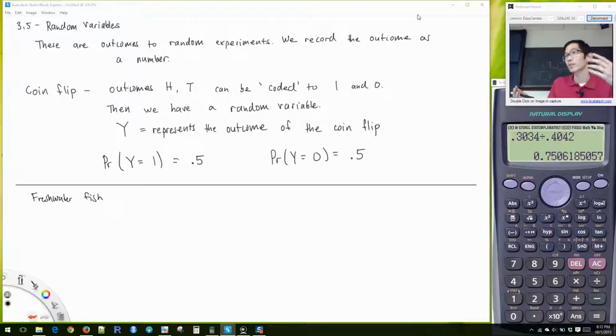Does that make sense? It's just like I could select a random person and we could measure this person's height or weight. That would also be a random variable. So we're looking at freshwater fish. We're going to select a random fish.